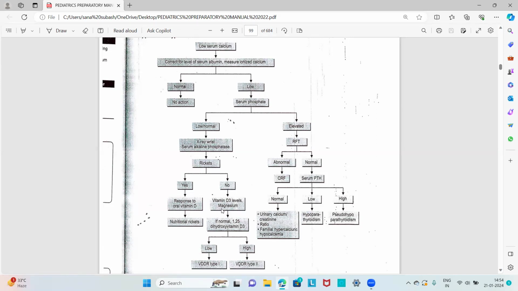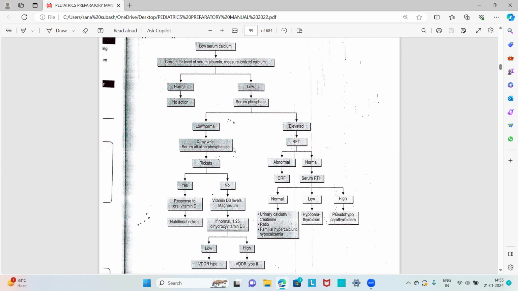If there is no rickets on the radiological evidence, we have to check the vitamin D3 levels and magnesium. If these are normal, we have to look for the 1,25 dihydroxy vitamin D3. If it is low, it is vitamin D dependent rickets type 1. If the 1,25 dihydroxy vitamin D3 is high, it is vitamin D dependent rickets type 2, because of end-organ resistance to 1,25 dihydroxy vitamin D3.